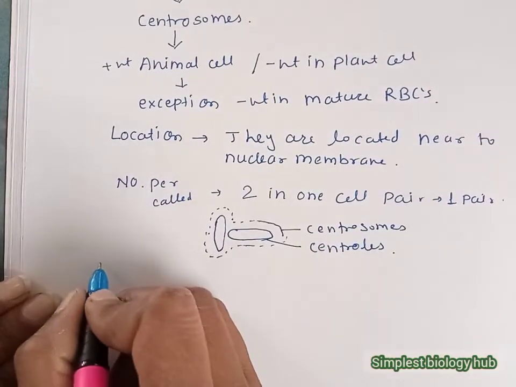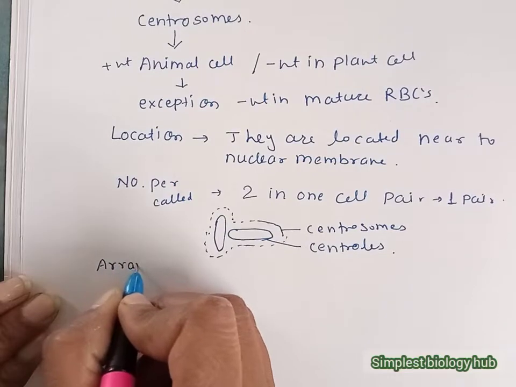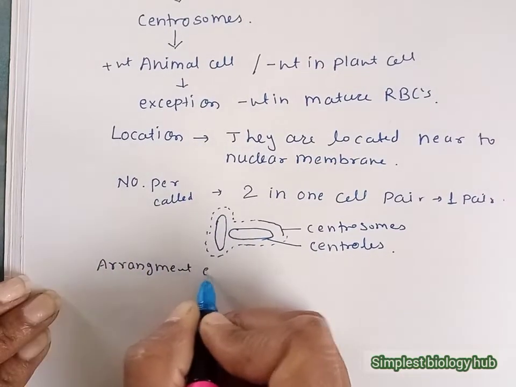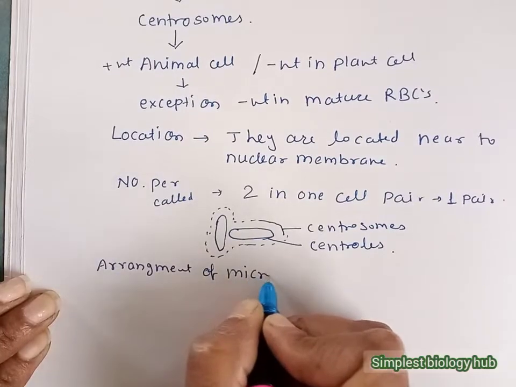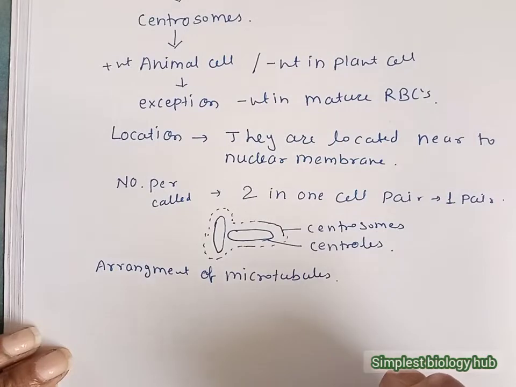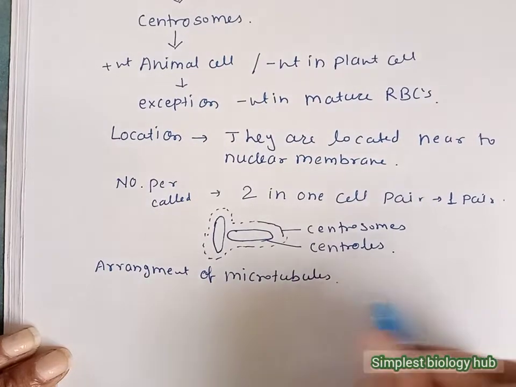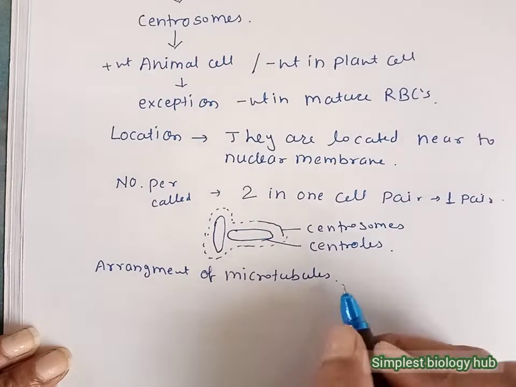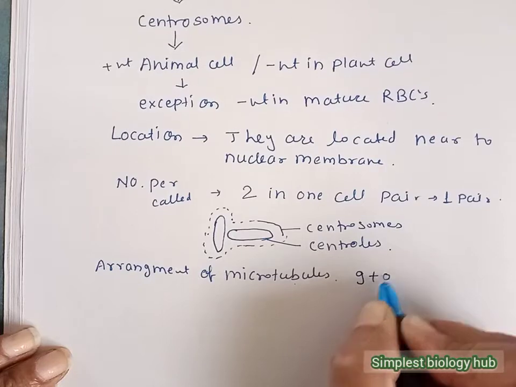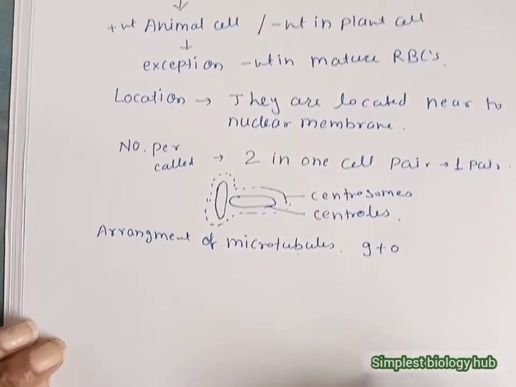The arrangement of microtubules we called, because the centrioles are prepared by the microtubules. We already talked about the cytoskeleton, and in that cytoskeleton we talk about the three types of components: the microtubules, microfilaments and intermediate filaments. So the centrioles are prepared by microtubules, and the arrangement of the microtubules is 9+0 pattern. How is it 9+0 pattern?